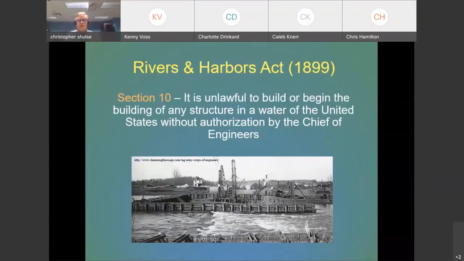So the first law that I want to talk about is quite old. It's from 1899, the Rivers and Harbors Act. And this is Section 10 of the Rivers and Harbors Act, where it's unlawful to build or begin the building of any structure in the water of the United States without authorization by the Chief of Engineers. So that's our first sort of environmental law that deals with building structures in rivers.